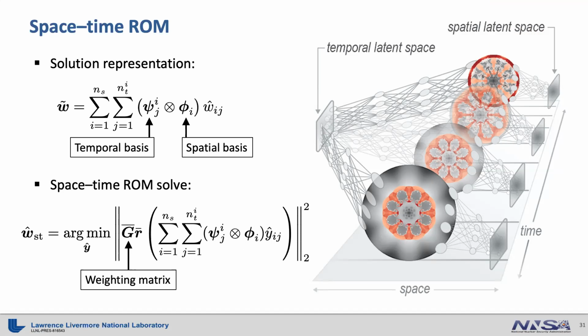May I? Okay, I understood to a certain degree. So I have the data in space and time, so I can compute those x's and phi's. What exactly is that coefficient, y hat ij? What is that coefficient?